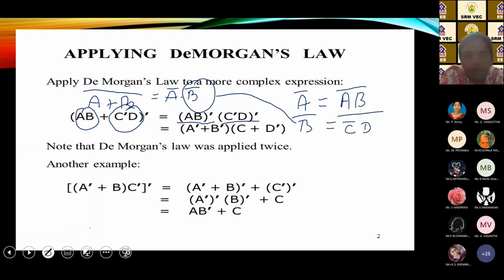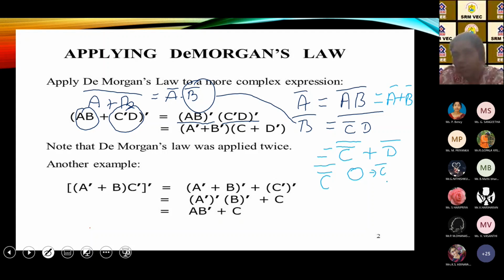Now the next case is, okay, how to expand this again? Very simple, AB the whole bar is equal to A bar plus B bar, and the C bar D the whole bar is equal to C double bar plus D bar. What is the double bar? Okay, C double bar, what is that? Suppose if I take C is equal to 0, and for C bar it is going to be 1, and C double bar it is going to be 0. Correct? When the input is 1, then the C bar is equal to 0 and the C double bar is equal to 1. So if we have the double complement over the variable, then input and the outputs are same. So that is why C is written here.